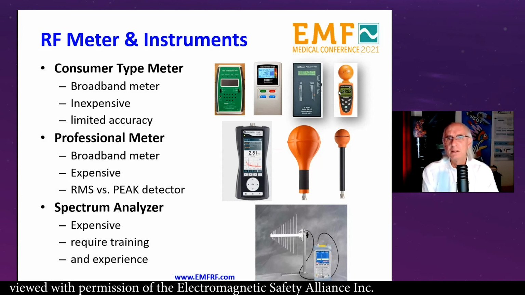The prices range between, let's say, $200 and $400 for these devices. Professional meters, you're in the $10,000 range. They're calibrated. They're expensive. They have different detectors, RMS and peak detectors, which is a whole other story about the FCC compliance measurements, because they're using an RMS detector, which always gives way lower levels than a peak detector. And the spectrum analyzer is the tool for analyzing radio frequencies. So if you have the budget, you're talking about tens of thousands of dollars, but that gives you the most information.